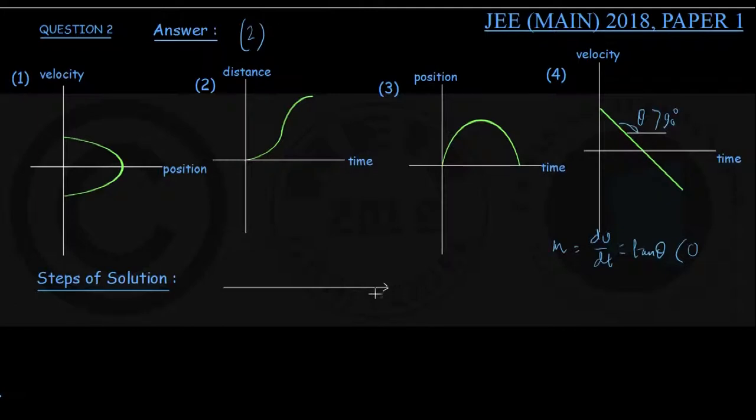Suppose this is the x-axis. The particle is starting from this origin at time t is equal to 0. So at t is equal to 0, initial position x is equal to 0. It moves in the plus x direction under a constant deceleration. Deceleration means acceleration is pointing in the minus x direction, while the motion is towards the right in plus x direction. So initially, velocity is this.